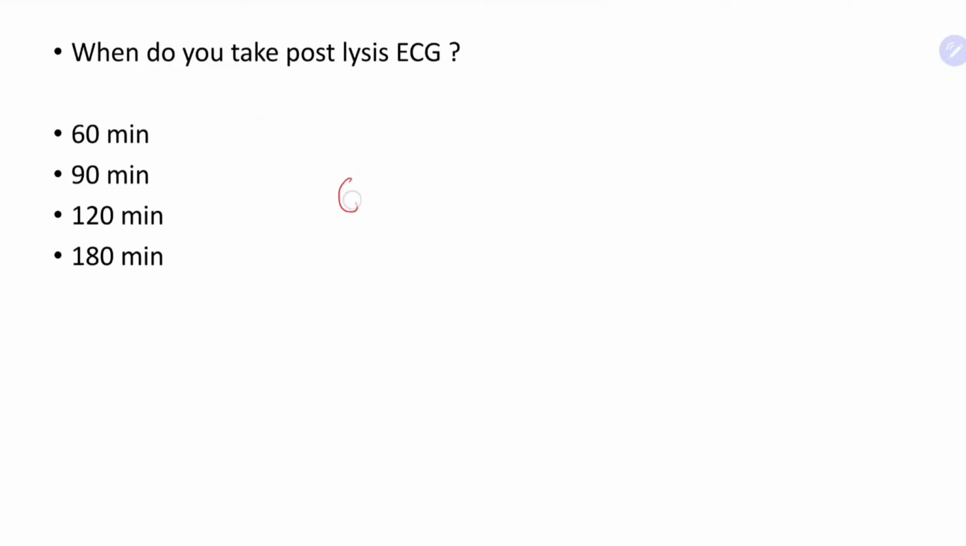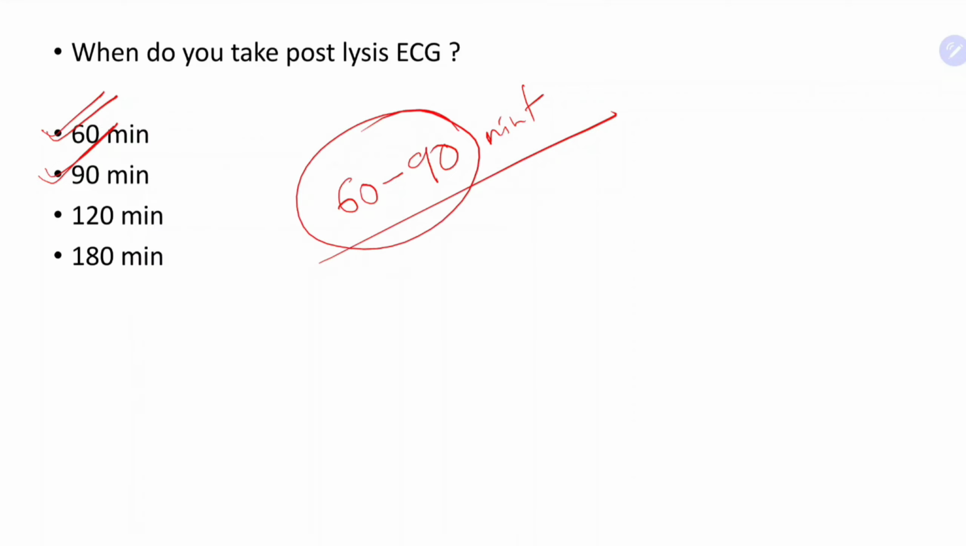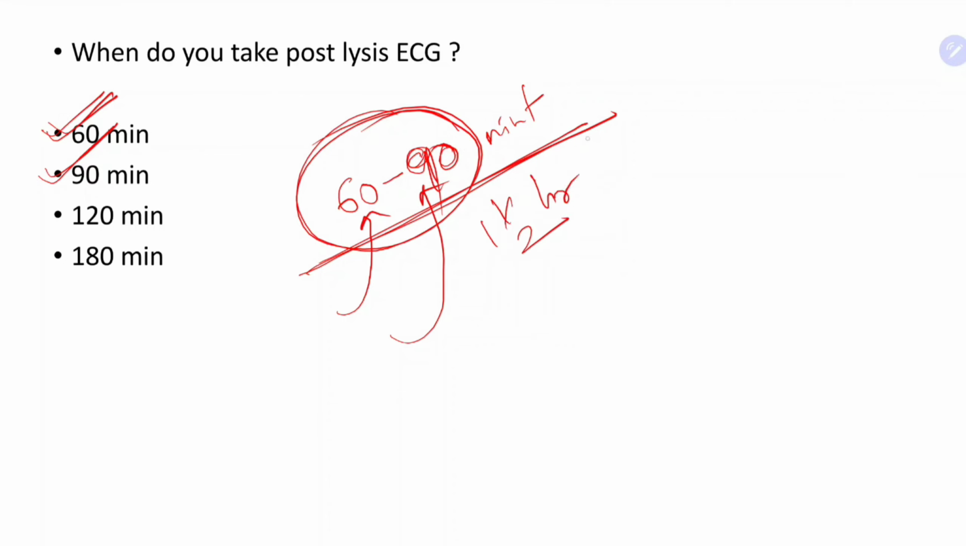As per standard books and guidelines, the answer is 60 to 90 minutes post thrombolysis. So here the answer is 60 minutes and 90 minutes. Both are correct. It all depends on your institution where you are working. If you are taking the ECG after 60 minutes, you follow these guidelines. If after 90 minutes, you follow this guideline. We usually take an ECG at 90 minutes, that is after 1.5 hours. This is where I used to work.